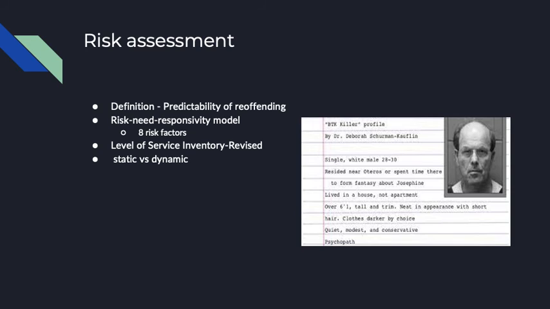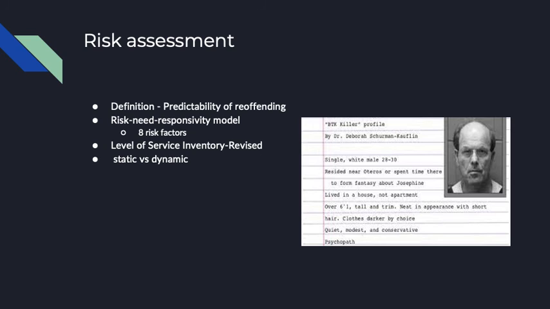It uses 8 factors. They are history of antisocial behavior, antisocial personality, antisocial cognitions, antisocial associates, substance abuse, family or marital relationships, school and work, and pro-social recreational activities.